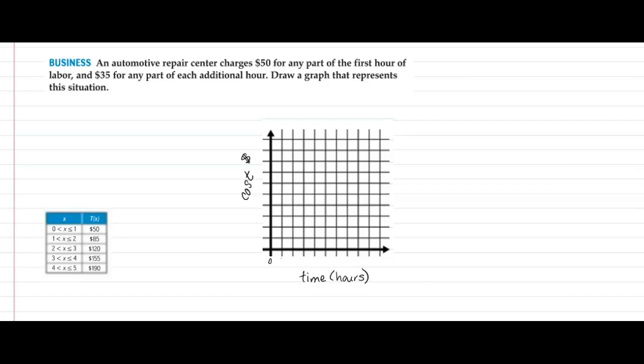This would be 0, 1, 2, 3, 4, 5, 6, 7, 8, 9, 10. And my money, I'm going to count by 50s. 50, 100, 150, 200, 250. Actually, I could probably go back and count by 25s instead. Let's count by 25s.